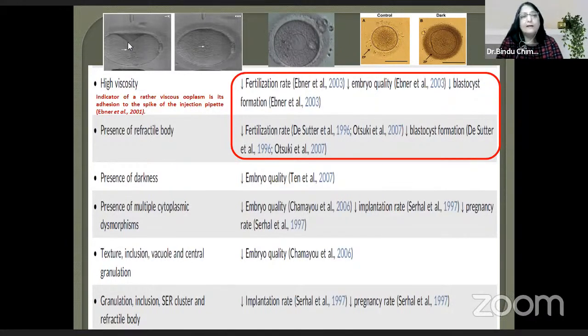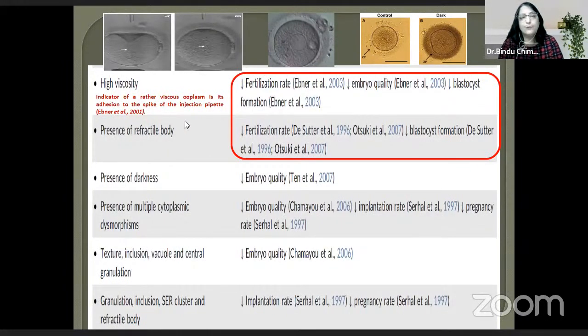So the viscosity, and even if you have been able to do the ICSI properly, the cone that is formed takes a long time to relax and come back to the normal position. So yes, high viscosity is associated with lower fertilization rates, lower embryo quality, lower blastocyst formation rates. And apart from that, an indicator of a rather viscous ooplasm is its adhesion to the spike of the injecting pipette. Sometimes conversely, you have a cytoplasm where you just inject and there is no cone formation, there is no viscosity, you just go in and come out.